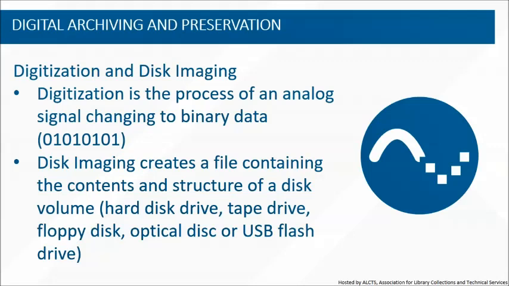Digitization specifically is a process of an analog signal being changed into binary data, whereas in digital preservation of born digital material, you might do what's called disk imaging, that creates a file containing the contents and structure of a disk or a volume. And it's not always the case that when you get born digital media that contains AV, you would want to save it as a disk image. You might want to actually access the video files and extract them, because it's not always the case that you want to preserve the entire file system. That would depend on what your policies are and in what context you're preserving audiovisual material.